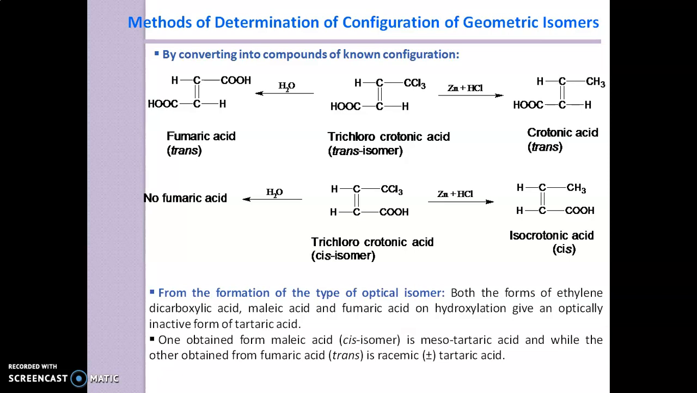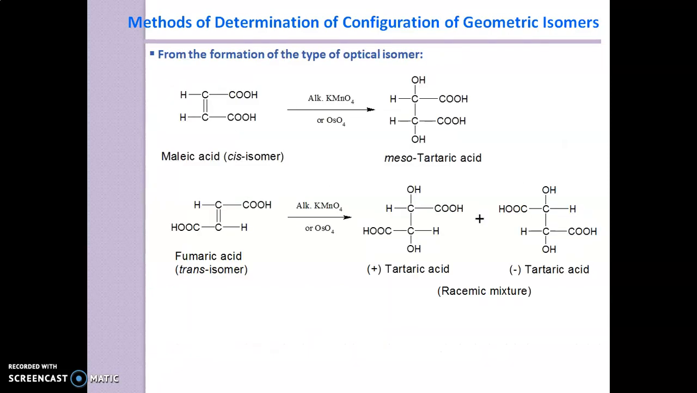The next one is from the formation of the type of optical isomer. Both forms of ethylene dicarboxylic acid, maleic acid and fumaric acid, on hydroxylation give an optically inactive form of tartaric acid. The one obtained from maleic acid is mesotartaric acid, while the other, obtained from fumaric acid, is racemic tartaric acid. Due to this, mesotartaric acid, meaning the meso form, as well as the racemic form, both are inactive forms.